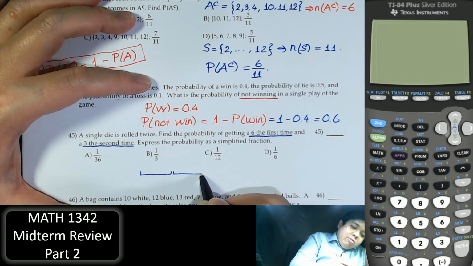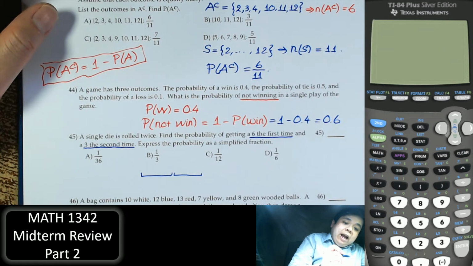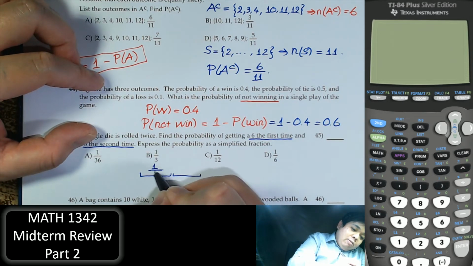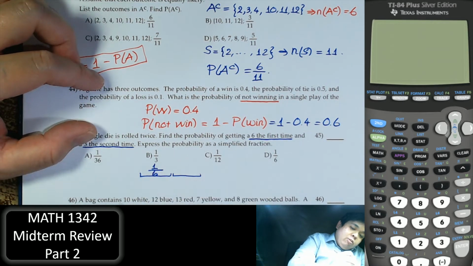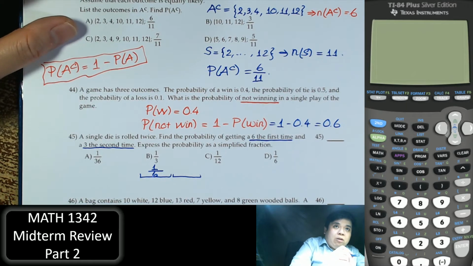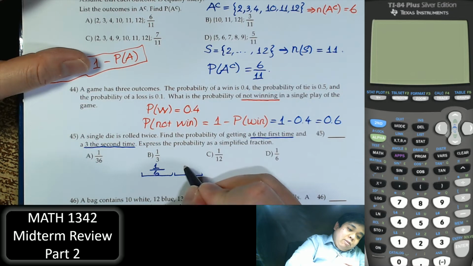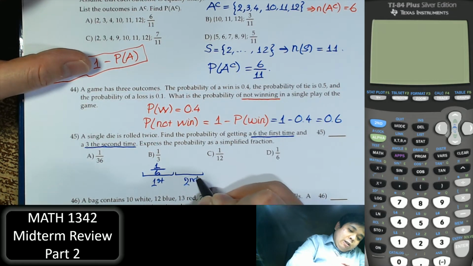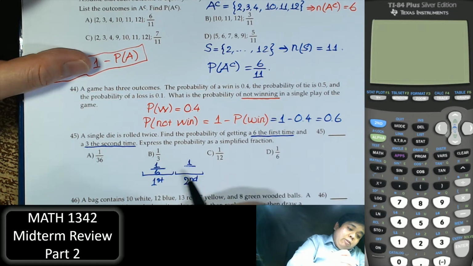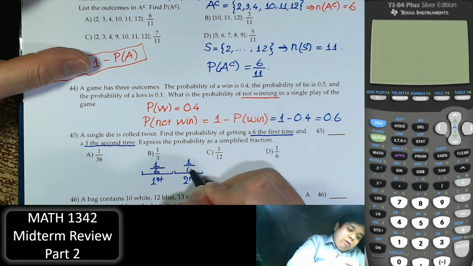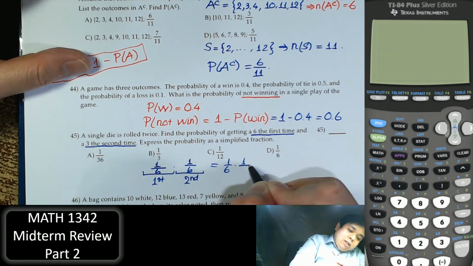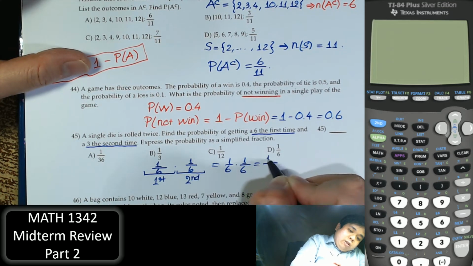So the first roll we have 6, and there are 6 possible outcomes, and there's only 1 outcome that is 6. And likewise for the second, there's 1 outcome of 3 out of 6 possible outcomes. So we have 1/6 times 1/6 is 1 over 36.